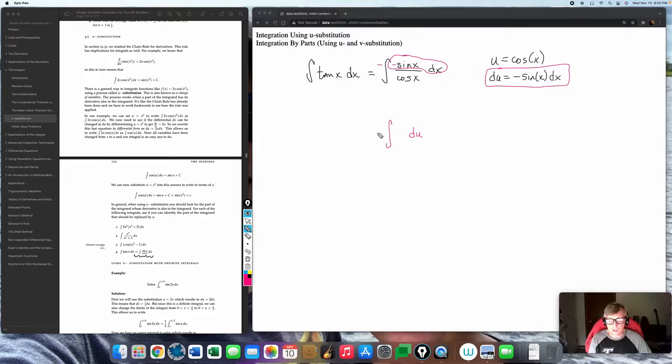There's a negative sign outside this integral because I had to multiply two negatives to make sure the black stuff was unchanged. So what's left over? What's left over is a u on the bottom and a 1 on the top. It's 1 over cosine of x, which is 1 over u. And by now we know that the integral of 1 over u is the natural log of the absolute value of u.